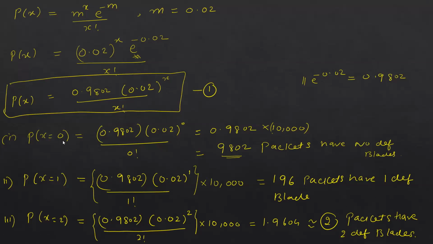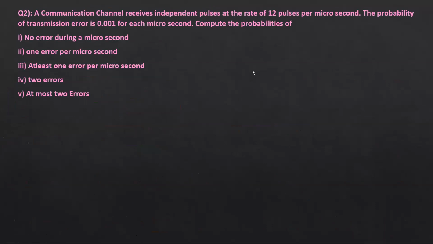Any doubt in this? Let me know. Alright, so let's go to the next problem. Similar to this, there is a communication channel that receives an independent pulse at the rate of 12 pulses per microsecond. Okay, 12 pulses per microsecond.